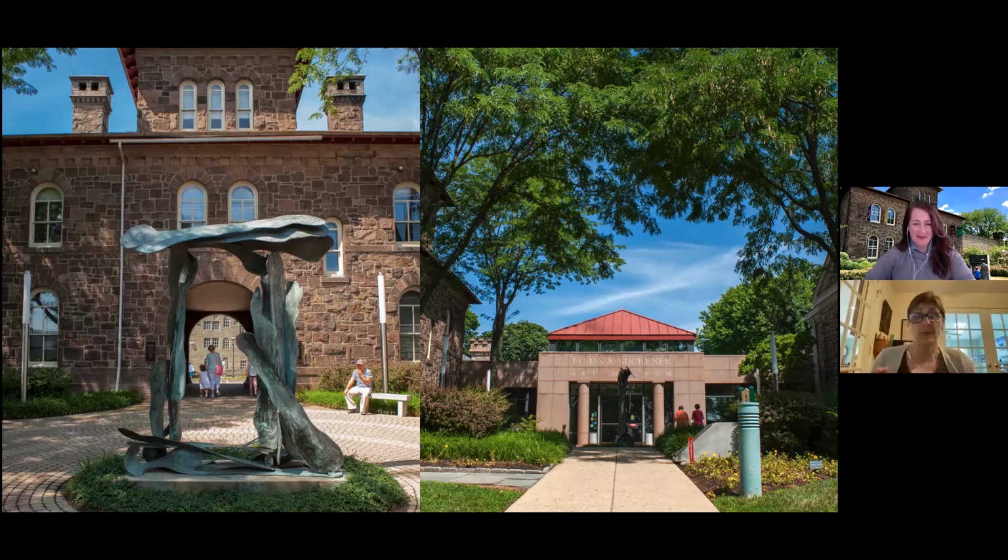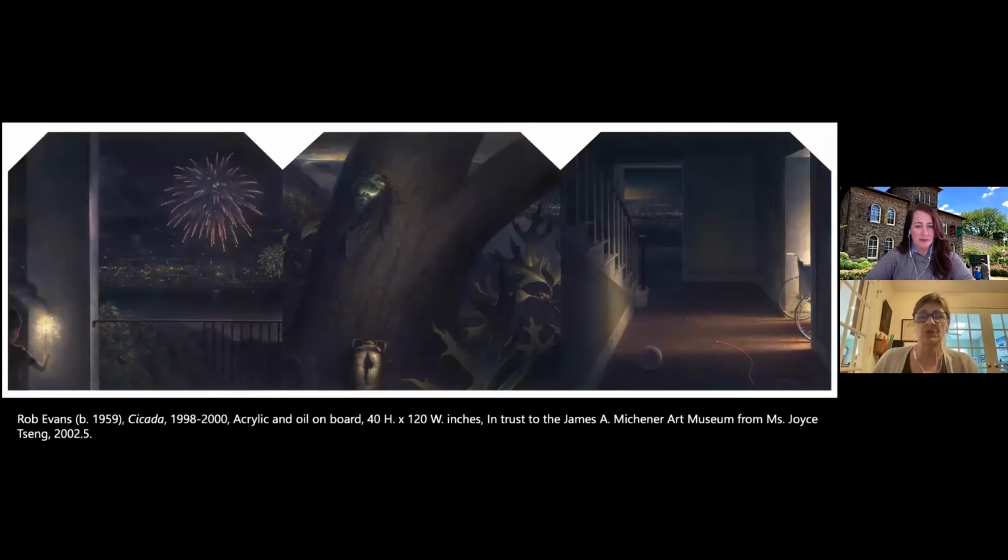And we are really excited because we're going to be talking about one of my favorite paintings. And I know Jen really enjoys this painting, Cicada by Rob Evans. It's one of my favorite paintings to talk about with students because it's just got a lot to it. And I think you're going to realize that once we get started. So let's, without further ado, introduce you to this painting, Cicada.